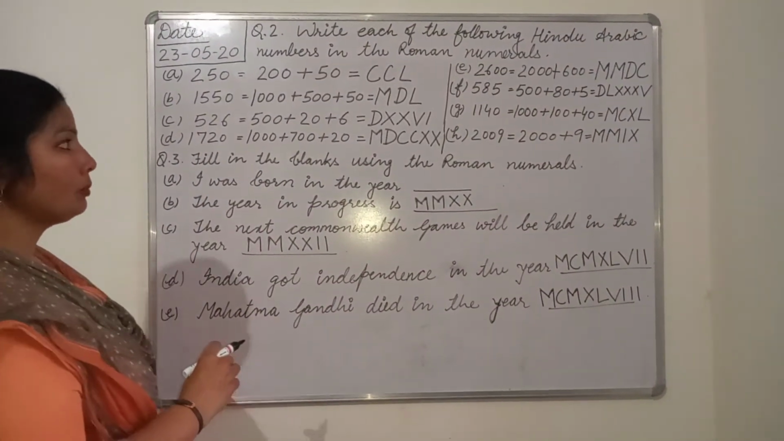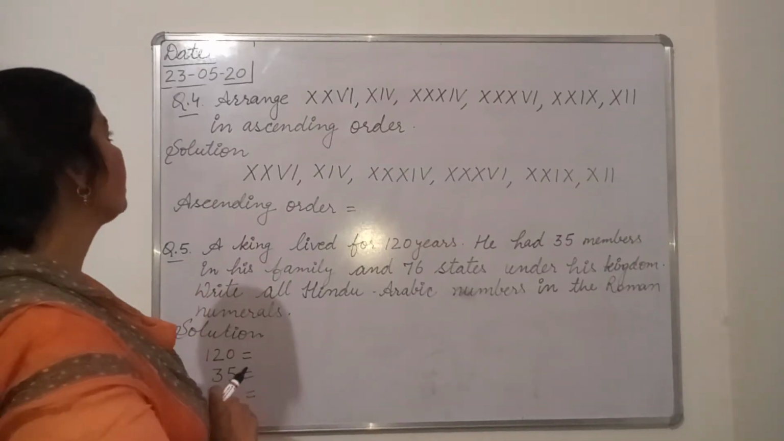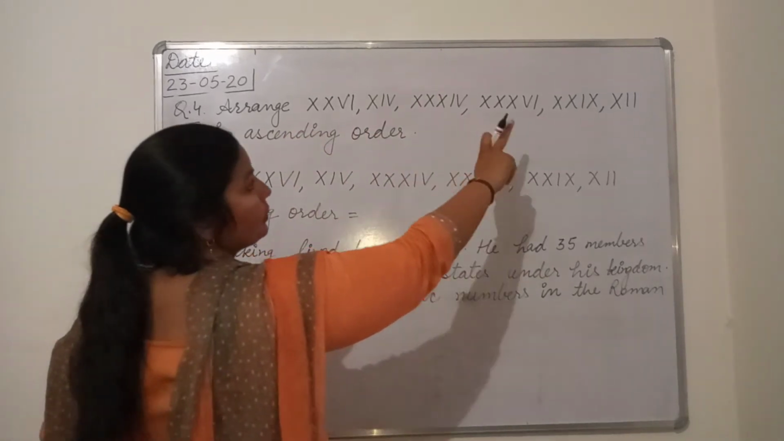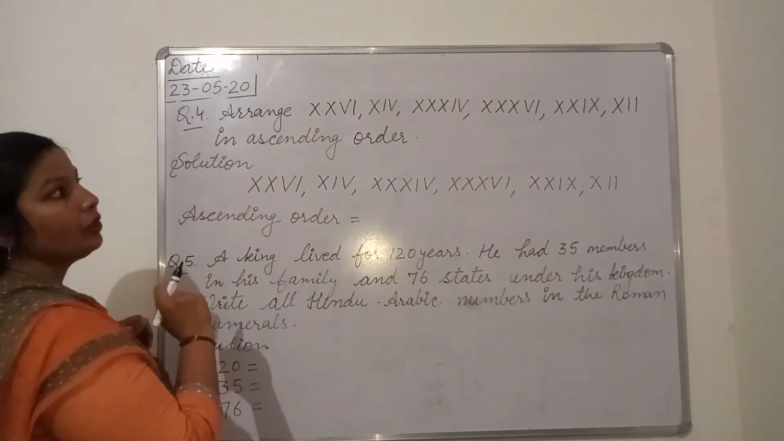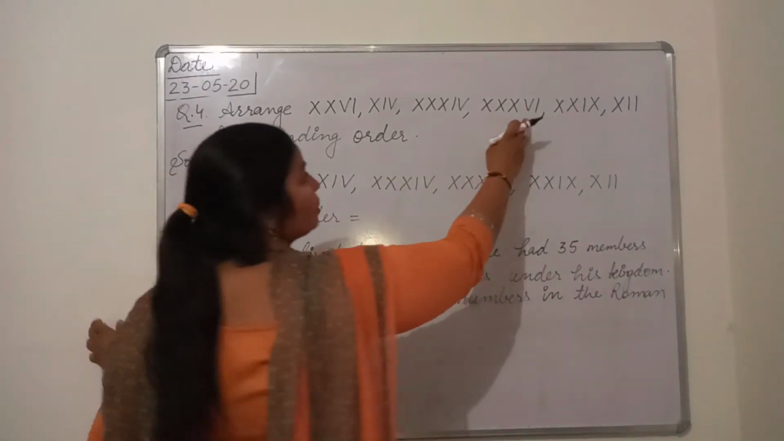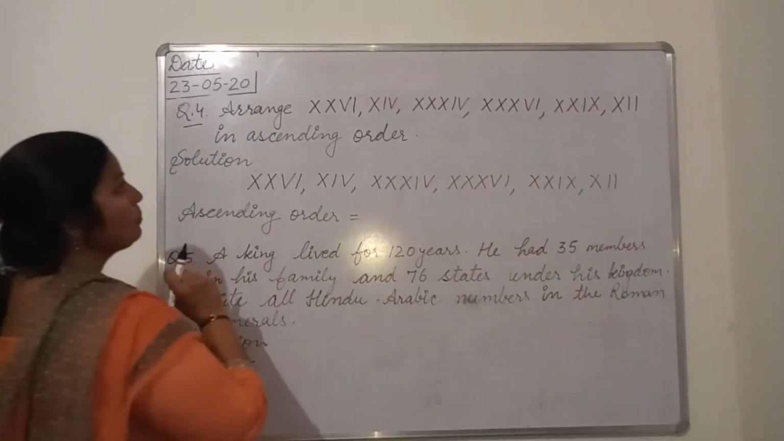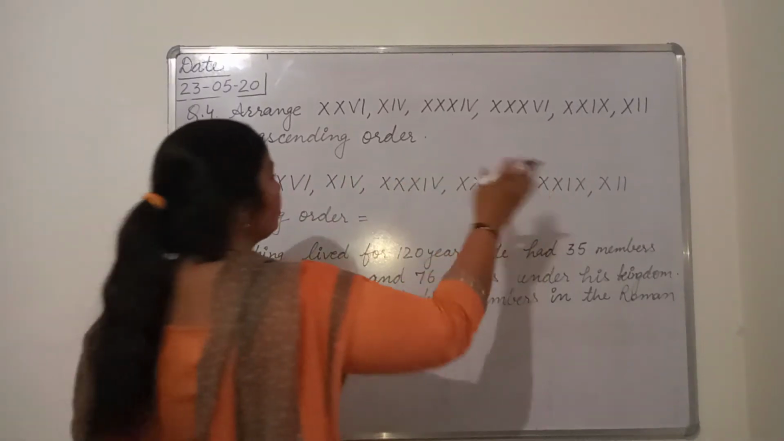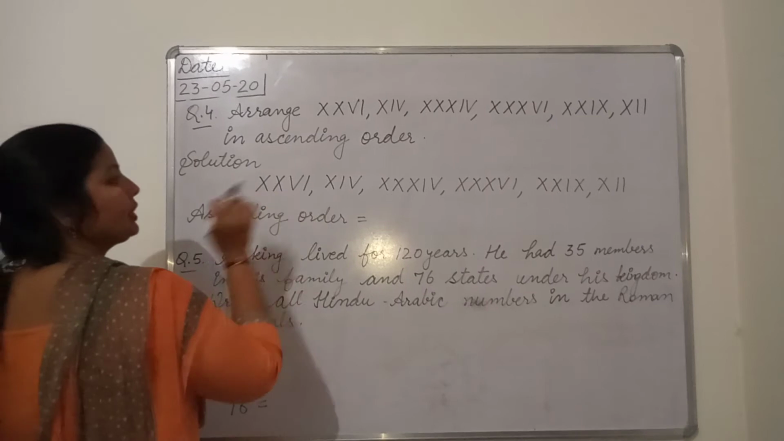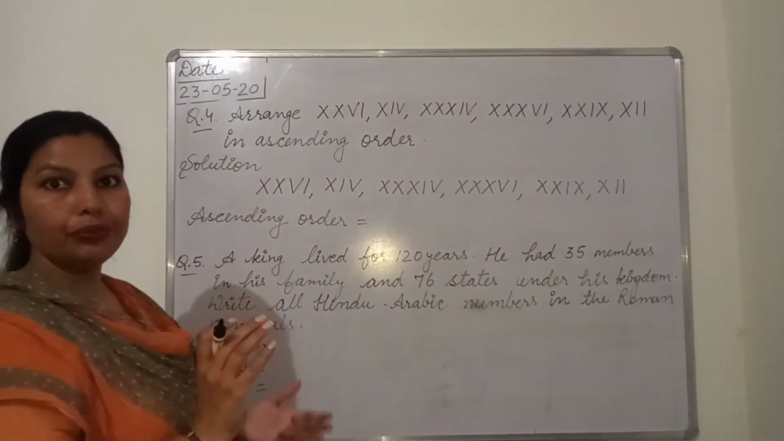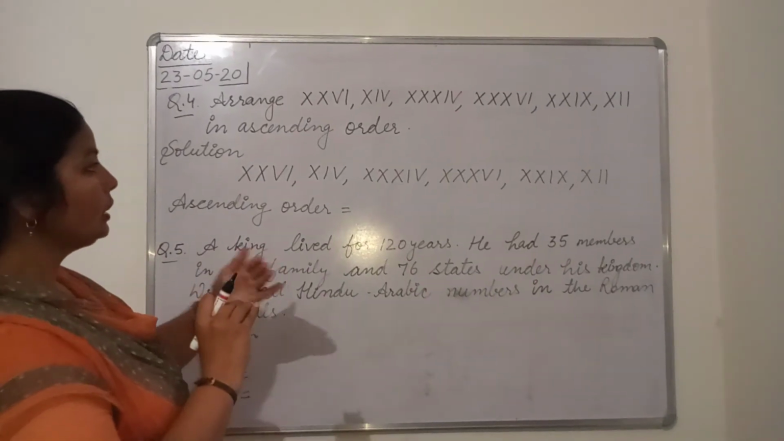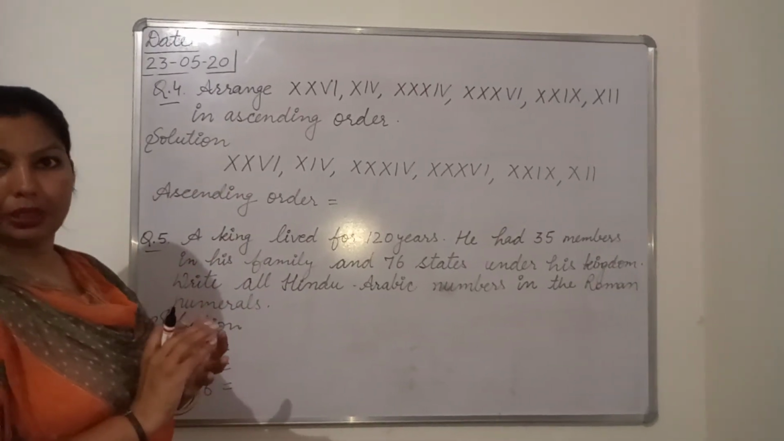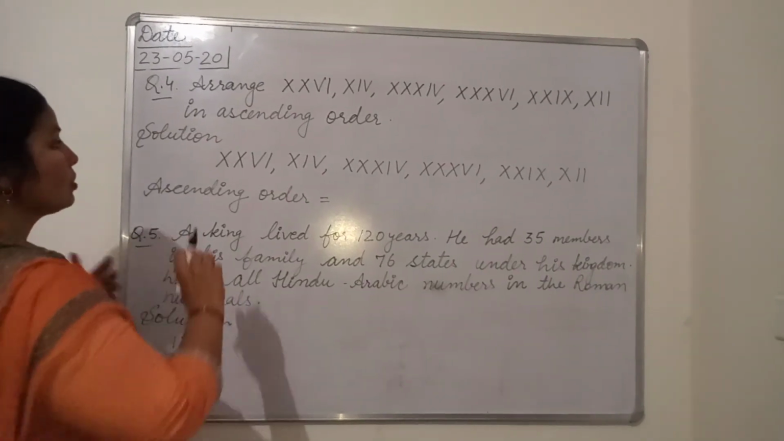Now we will do question number 4. Arrange these Roman numerals in ascending order. These numerals you should write in ascending order. Okay, so now we should start our solution. So again we should write all these numbers. What's given here? For our help only, we should write their Hindu Arabic numerals down there.